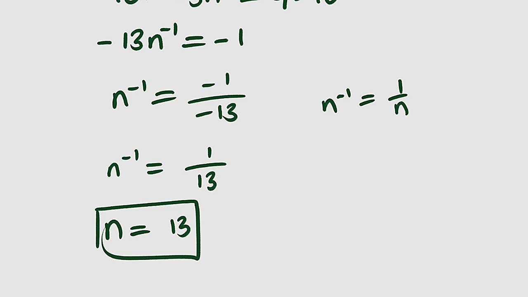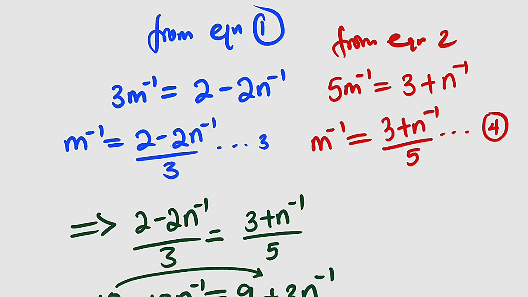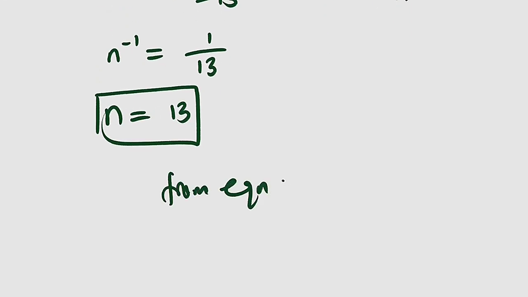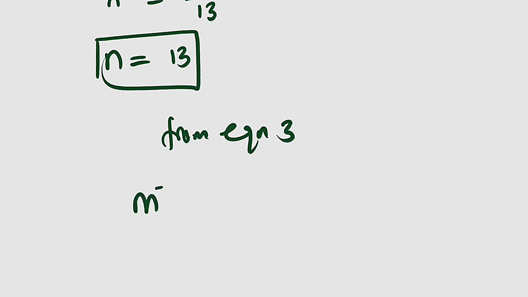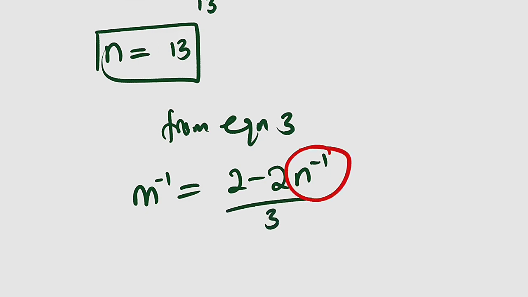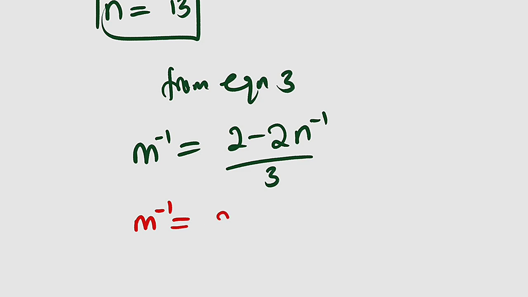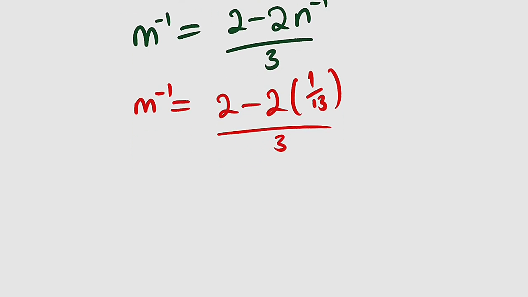So now let us solve for m. Remember, from these two equations, either equation 3 or equation 4, they are all written in terms of m to the negative 1. So you can take one of them. Let me take the first one here. So from equation 3, we have m to the negative 1 equal to (2 minus 2n to the negative 1) divided by 3. But we have n to the negative 1 right here, which is 1 divided by 13. So let us plug it there. We have m to the negative 1 equal to (2 minus 2 times 1 divided by 13) divided by 3. So this is what you need to simplify. We have 2 minus 2 divided by 13, divided by 3.